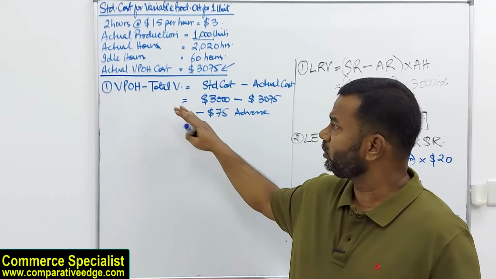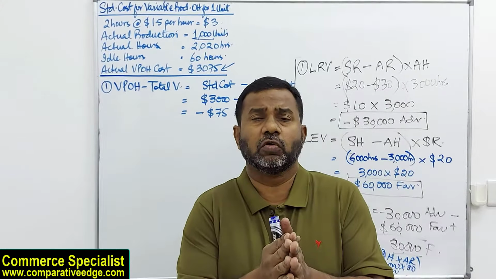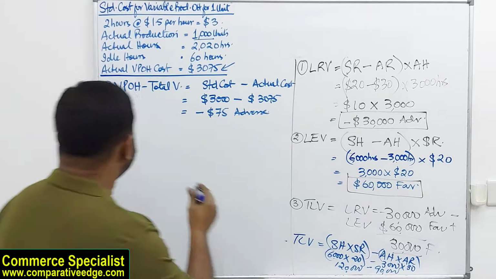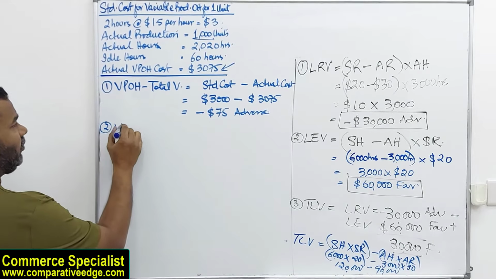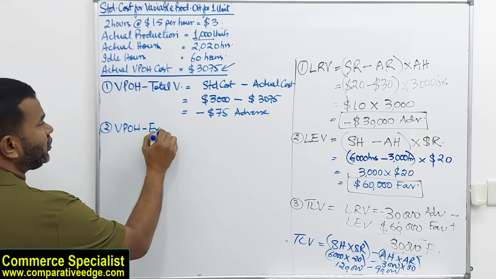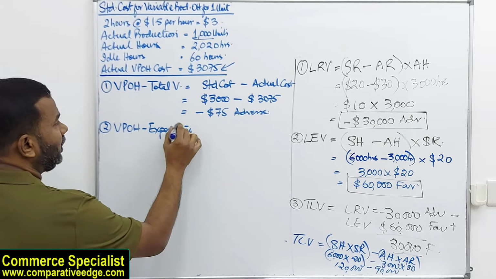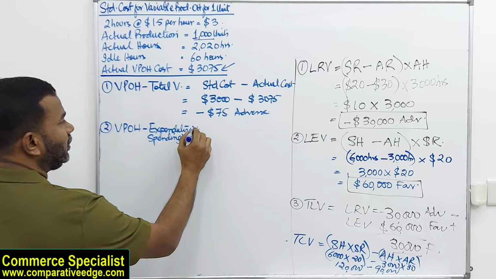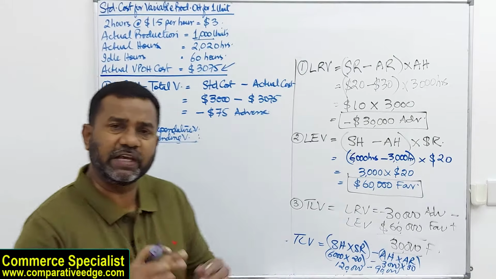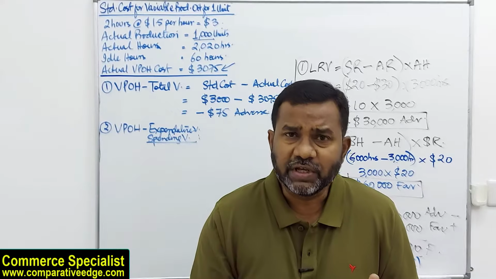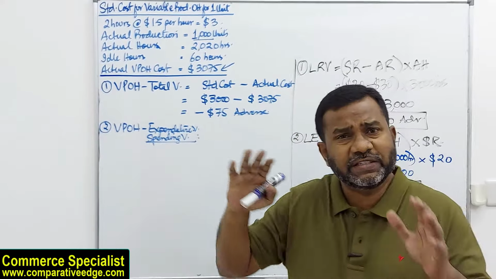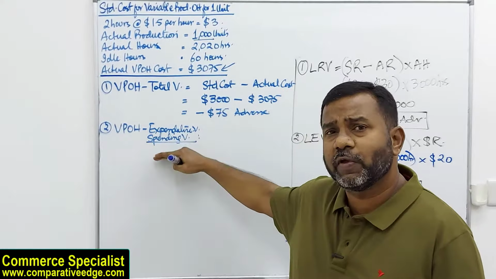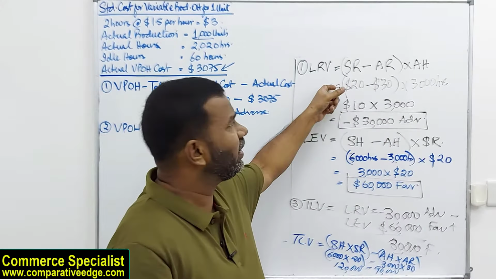Now, this variable production overhead total variance is explained by variable production overhead expenditure variance and efficiency variance. The variable production overhead expenditure variance is also known as spending variance. So you call it expenditure variance or spending variance, it's the same thing. Now the good news is the formula is very simple. That's the reason I did not erase this, the labor variances. The variable production overhead expenditure variance is exactly the same like labor rate variance.